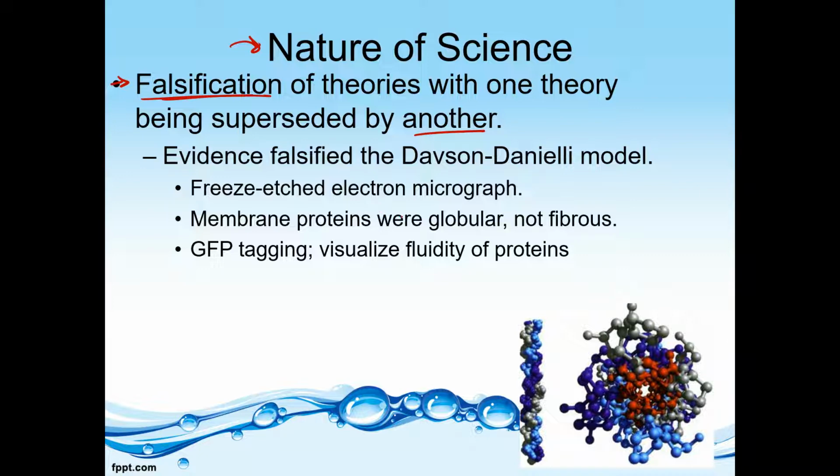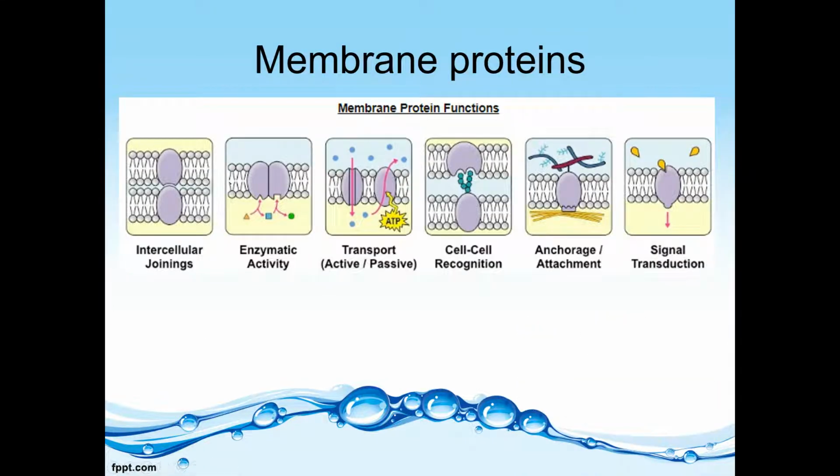So we were able to falsify that Davson and Danielli model because of that freezing and cracking open of the cell membrane. We were able to see that those proteins were more globular, not fibrous. We'll talk about these kinds of proteins more in our next unit. And then very recently, we could use our green fluorescent protein tagging, adding those glow-in-the-dark pieces to the proteins in the membrane, and we can literally watch them move around in the membrane. Good. All right, so membrane proteins.